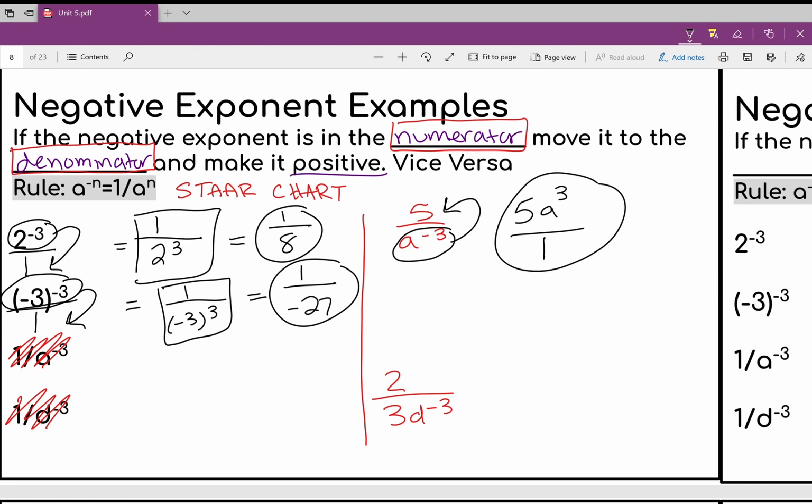Okay, last example, I have 2 over 3d to the negative 3. My d to the negative 3 is in the denominator, so I need to move it to the numerator in order to make my exponent positive. So notice again that my 2 and 3 in my fraction is not going to change. They don't have any negative exponents. They're going to stay exactly the same. So I'm going to write 2 over 3. It stays exactly the same. And then I'm going to move my d to the top. So it becomes d to the positive third power. And that's my answer.